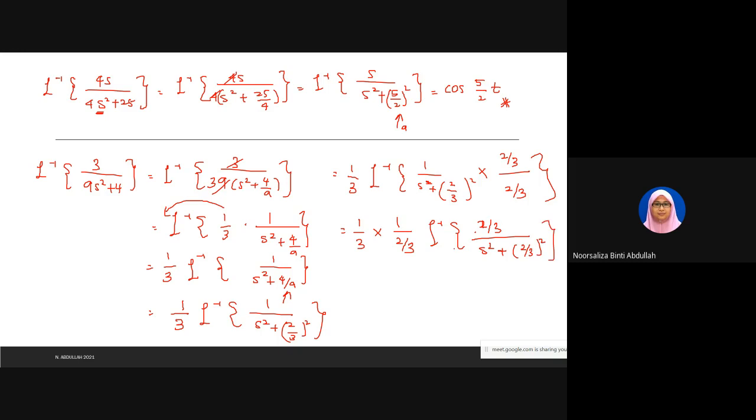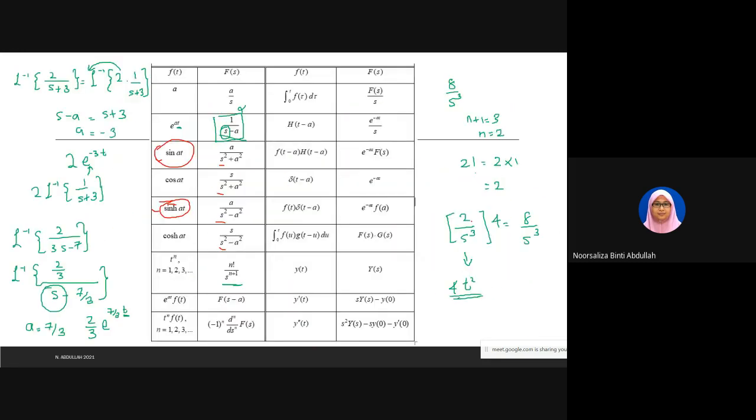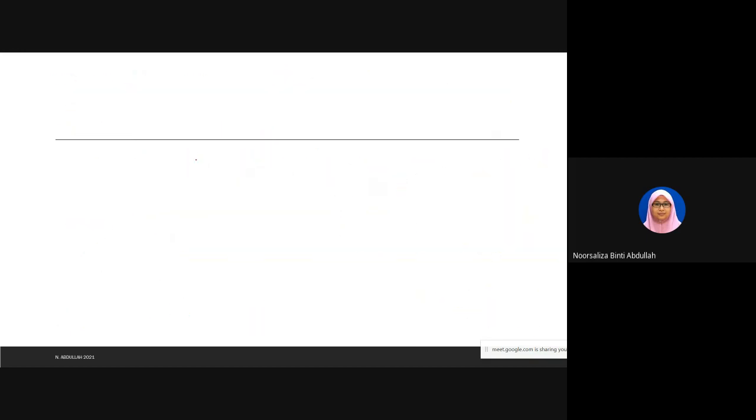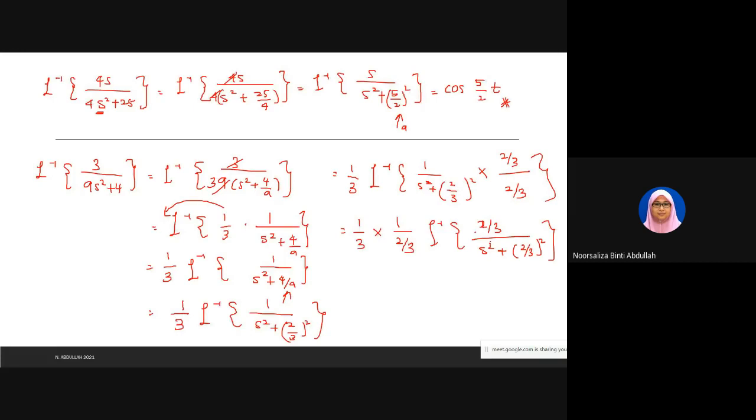Okay. So ini baru you boleh pakai table ni. You can use this table is sin at. So here it should be sin 2 over 3t. And this one, 1 over 3 times 1 over 2 over 3 is actually equals to 1 over 3 times 3 over 2. Right? Inverse 2 over 3 s square plus 2 over 3. This one cancel. So you have 1 over 2. This one is sine 2 over 3t.